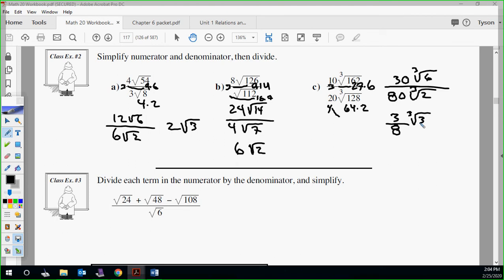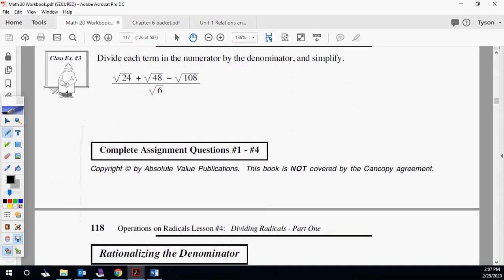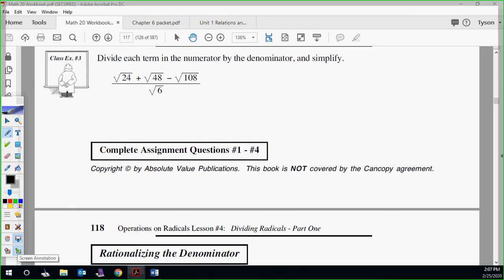Okay. So with these ones, hopefully you remember your rules for fractions, is that this root 6 hits everything with division. So all 3 pieces are going to be divided by root 6. So 24 over root 6, that's root 4, plus 48 over root 6, that's root 8, sorry. And 108 divided by root 6 is 18. Yeah, thanks. Root 18. And we're going to break those down now.